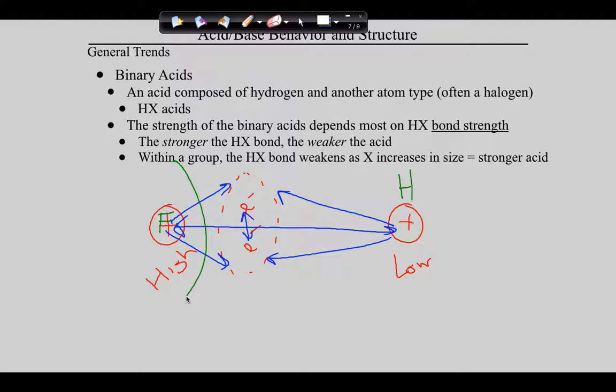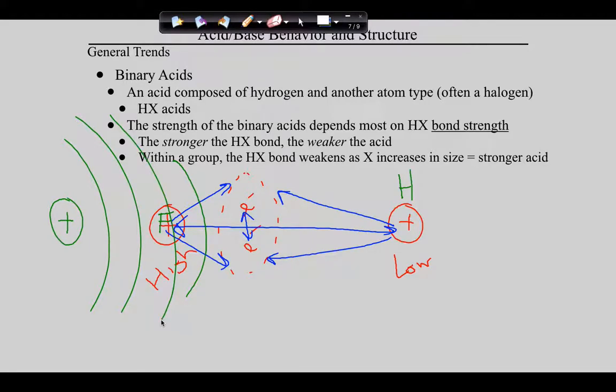That bond is hard to break, and consequently, that's a weak acid. Now guys, let's go all the way down to iodine. I'm going to have to redraw this radically, because if this is iodine, the nucleus would be way over here, and we've got 1, 2, 3, 4 energy levels of electrons for this nucleus to reach through in order to grab a hold of that region of increased electron density.